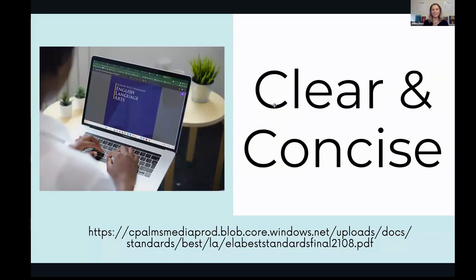All right, so let's dig right in. If you haven't taken a look at the BEST manual for ELA, I recommend that you do. Of course, not right now. Please stay with us till the end. I usually just do a Google search of CPALM's ELA BEST standards every time, make it my favorites, and I can get right to it.